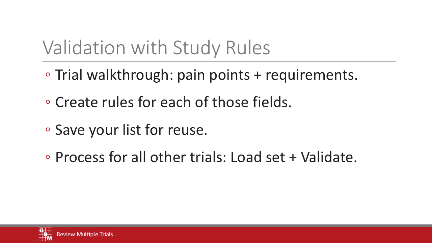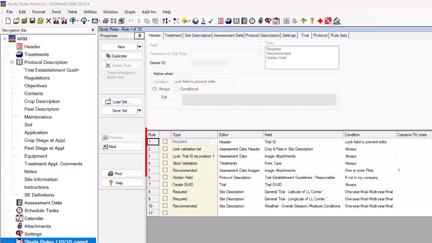Validation gets even more powerful with study rules, customized checks that reflect your specific research needs. Here's how to build them. 1. Start with a trial walkthrough. Identify pain points and common requirements, anything that's often missed, like GPS coordinates, climate zone, or harvest dates. 2. Create rules for each of those fields. 3. Save your list for reuse.